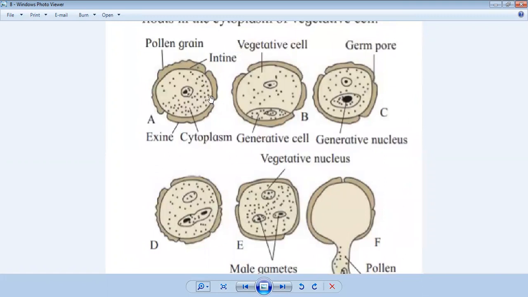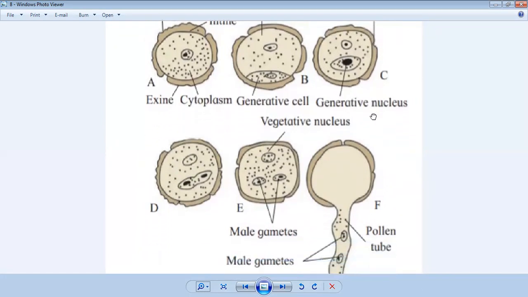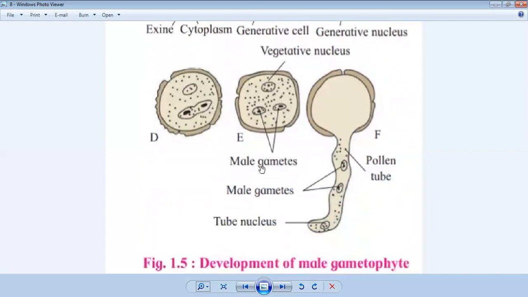सबसे पहले देखिए यहाँ पे एक pollen grain है, typical pollen grain, कि जिसके पास में इंटाइन है, एक्साइन है, साइटोप्लाज्म है, न्यूक्लियस है. इसका डिवीजन हो गया, इसकी दो सेल्स बन गई, वेजिटेटिव सेल एंड जनरेटिव सेल. उसके बाद में जो एक्साइन है इसके पास में जर्म पोर है. Then there is the cell division. सेल डिवीजन प्रोसेस स्टार्ट हुई, वहां पे दो मेल गमेट बने हैं, वेजिटेटिव न्यूक्लियस है, एंड देयर इज फॉर्मेशन ऑफ पोलन ट्यूब. पोलन ट्यूब बन गई वहां पे.